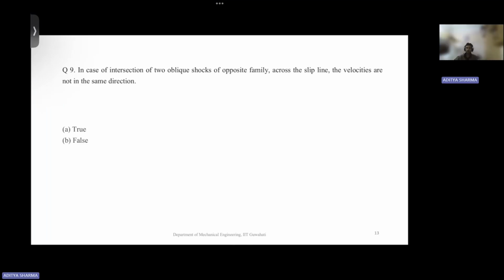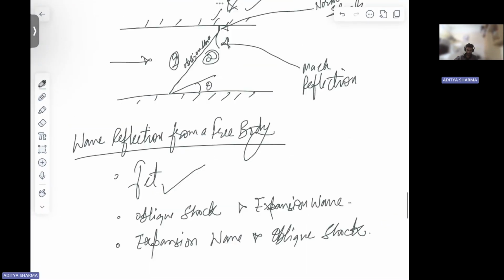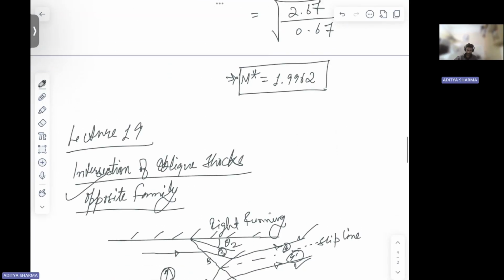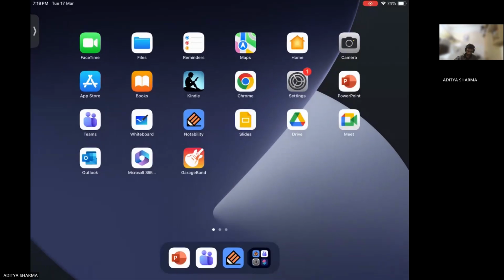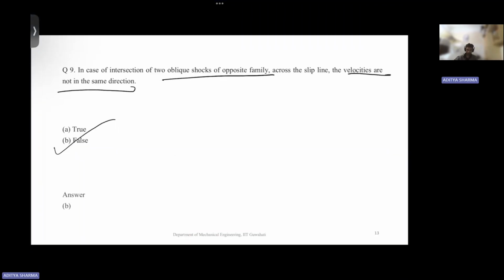Then question number 9. In case of intersection of two oblique shocks of opposite family across a slip line, the velocities are not in the same direction. That is false, because the velocities are in the same direction, and even their static pressures are the same. You can see this here, so this becomes a false statement.